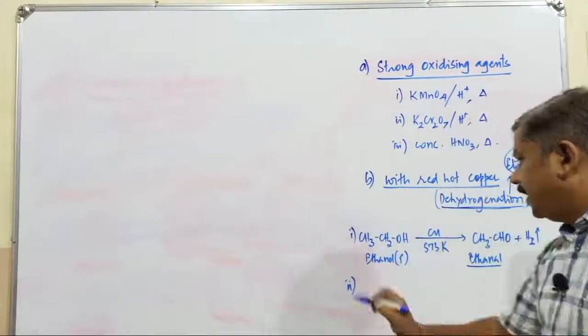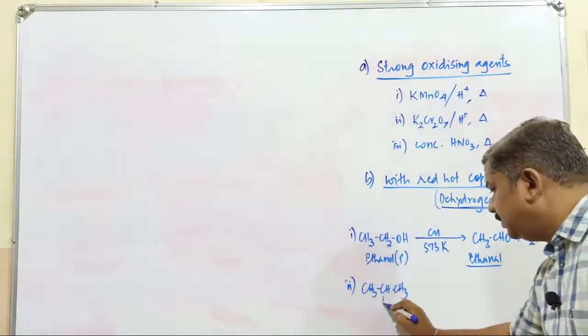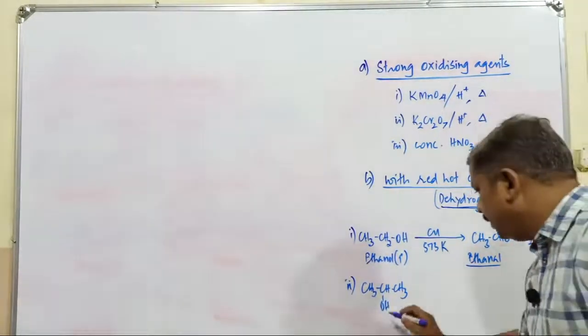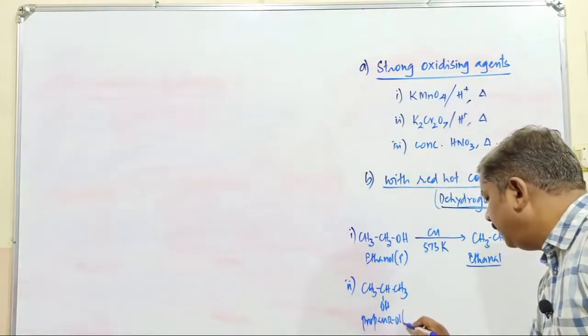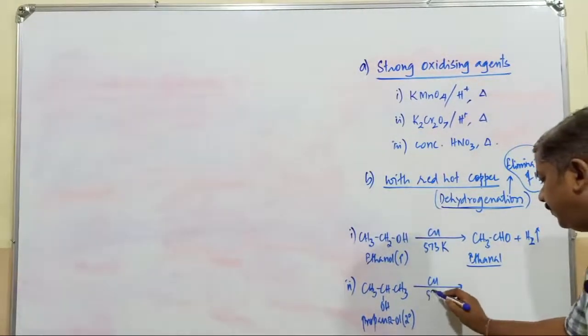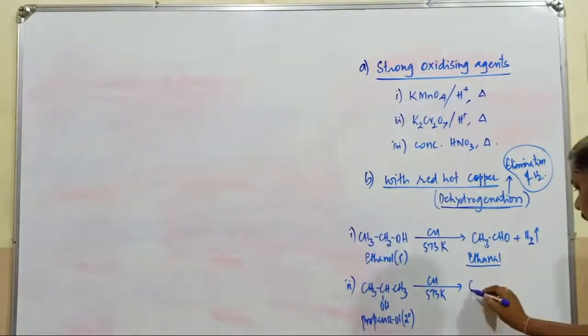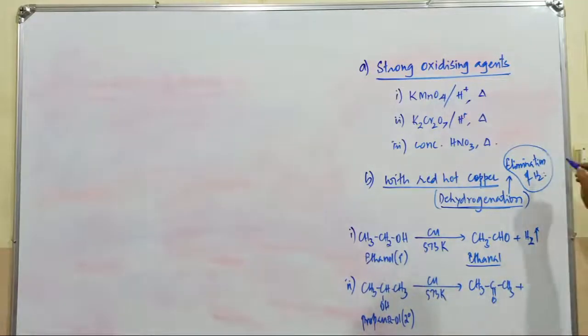If it is a secondary alcohol, CH3, this is CH, next one CH3, this is OH, it is propan-2-ol, a secondary alcohol. When this propan-2-ol is passed over copper at 573 Kelvin, the main product is CH3, C double bond O, CH3, plus another product. As I mentioned, it is elimination of hydrogen. Here also hydrogen gas is produced, and the compound is going to be a ketone.